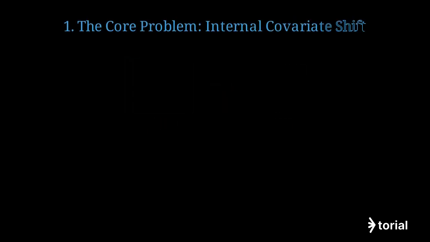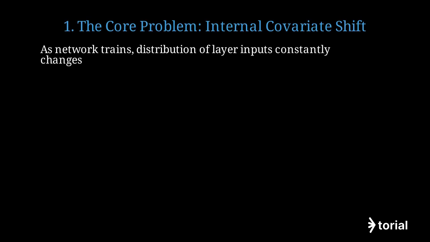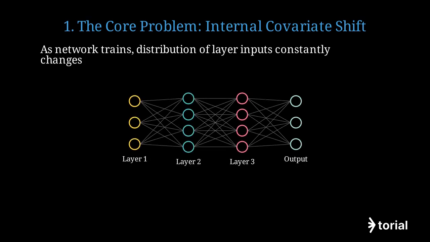Let's understand the fundamental problem that batch normalization solves in deep neural networks. During training, the distribution of inputs to each layer constantly changes as the weights in previous layers are updated. In a deep network processing MRI data, each layer receives inputs whose statistical properties shift as earlier layers learn, making training unstable.